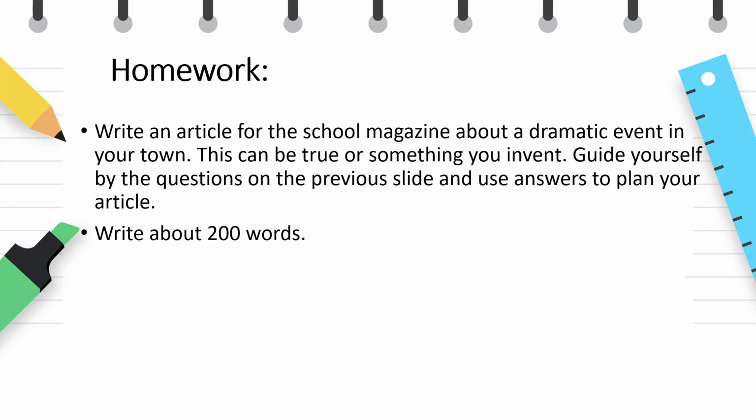For homework, you will need to write an article for the school magazine about a dramatic event in your town. This can be true or something you invent. Guide yourself by the questions on the previous slide and use the answers to plan your article. Write about 200 words. You can make up or you can find a true, dramatic event that happened in your town, and you can also describe it keeping to that format and structure of how a magazine article needs to look. And you can use approximately 200 words.